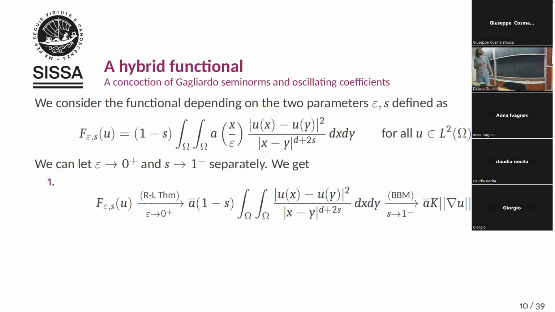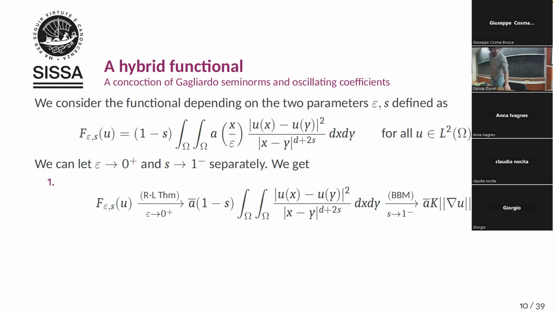By the Riemann-Lebesgue theorem, this is going to converge to the average of A on the periodicity cell, that is the unit cube, times the Gagliardo seminorm of U. And then applying the Bourgain-Brezis-Mironescu formula, one recovers this convergence here. In the case p equal to 2, the expression of k is actually very easy. It is simply the Hausdorff (d-1)-dimensional measure of the unit sphere, divided by 2 times the dimension of the ambient space omega.